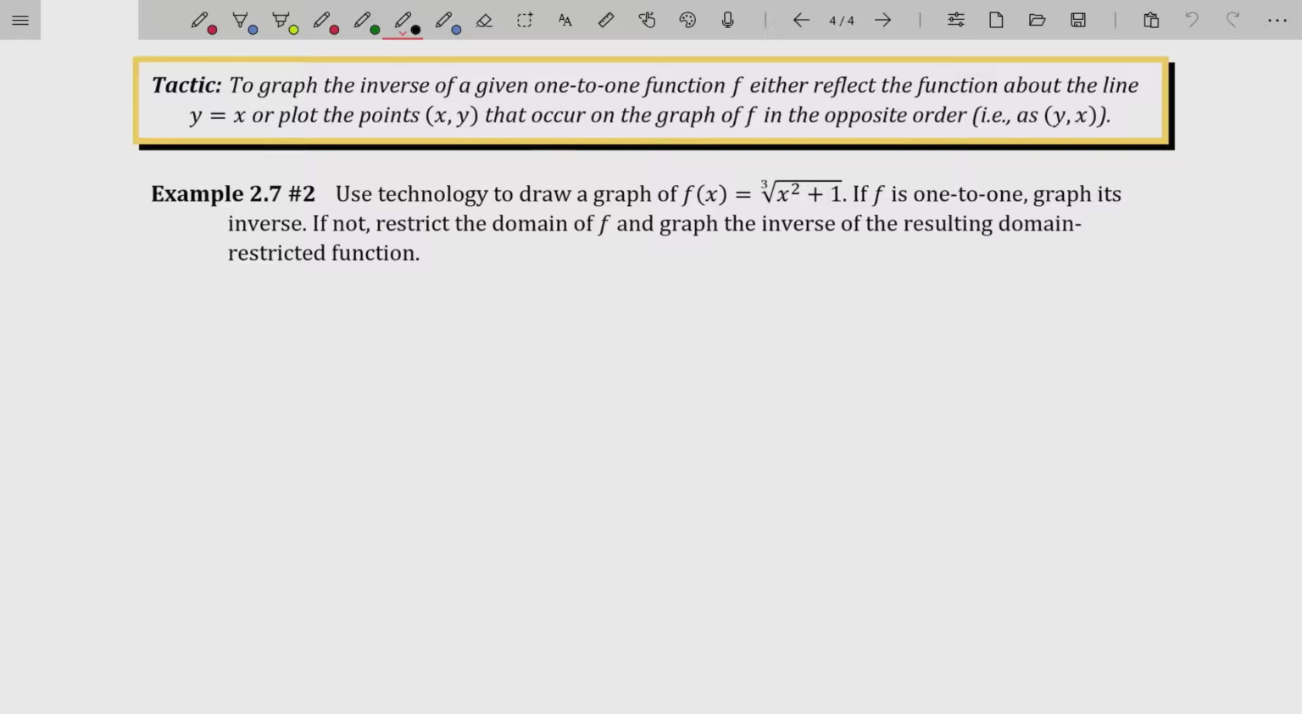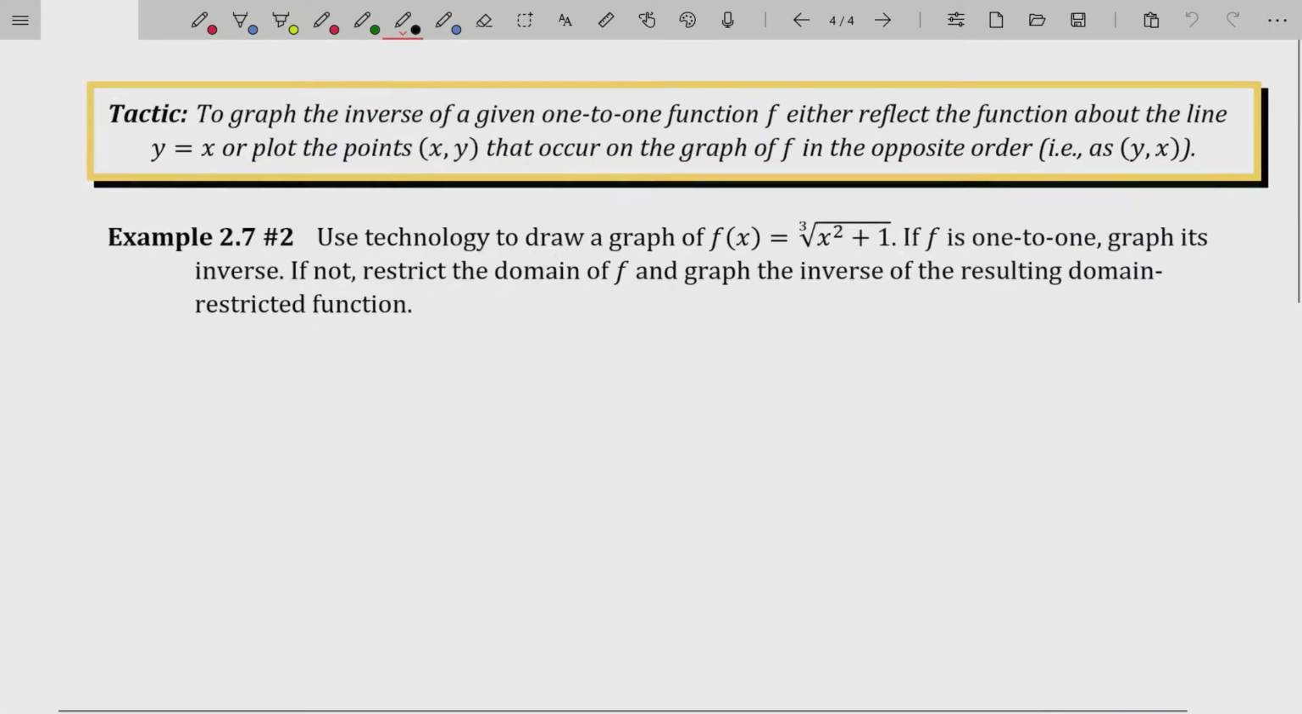Or another thing you can do is plot the points x comma y that occur on the original function in the opposite order as y comma x. Again, for the same exact reason, because the inverse of your function just swaps the x and y values for graphing purposes. So let's go ahead and take a look at this example.